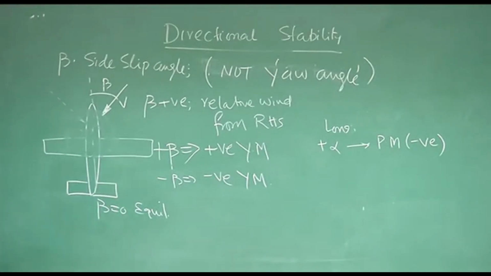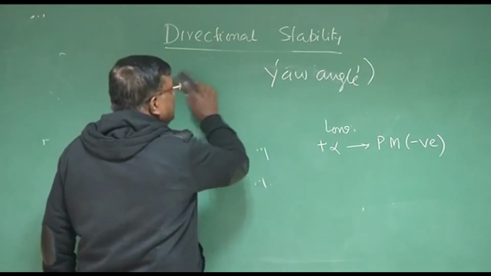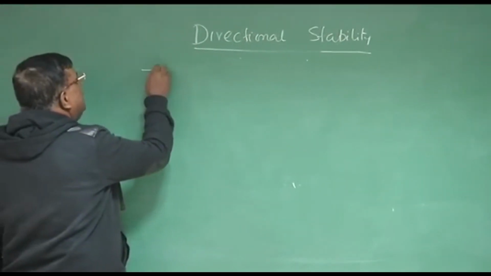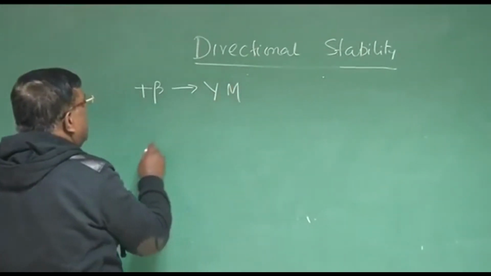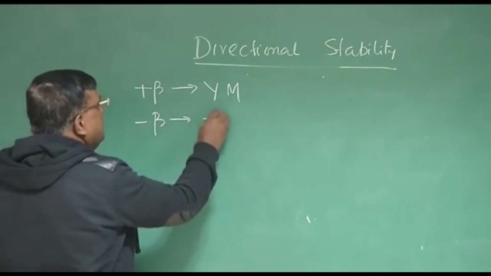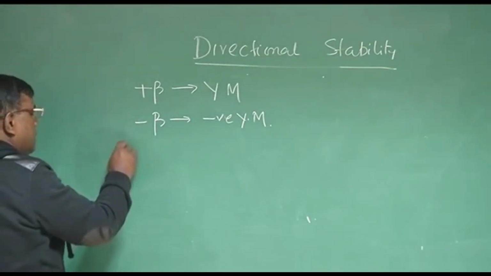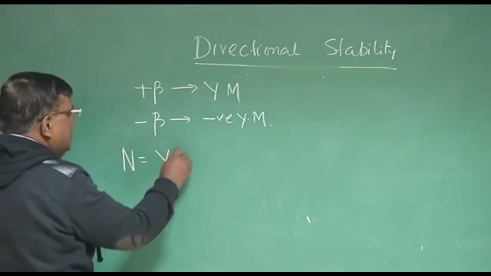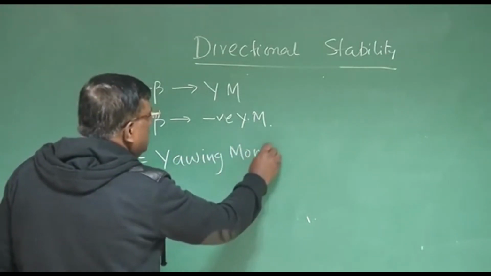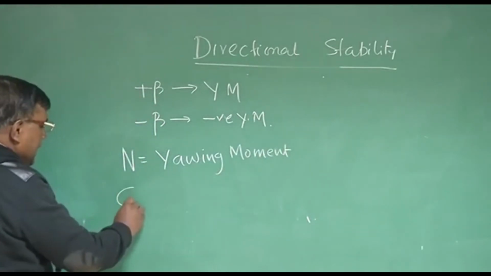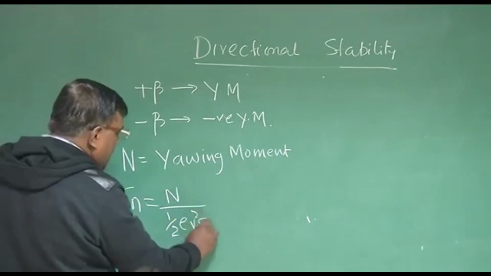If this is clear, so now see how to design an airplane so that this phenomena can happen. So what we have seen for static stability, for positive beta, it should give positive yawing moment, and for negative beta, it should give negative yawing moment. And generally by notation, we use N for yawing moment. Okay? And similarly, we will define Cn, yawing moment coefficient, by N by half rho V square S and b.